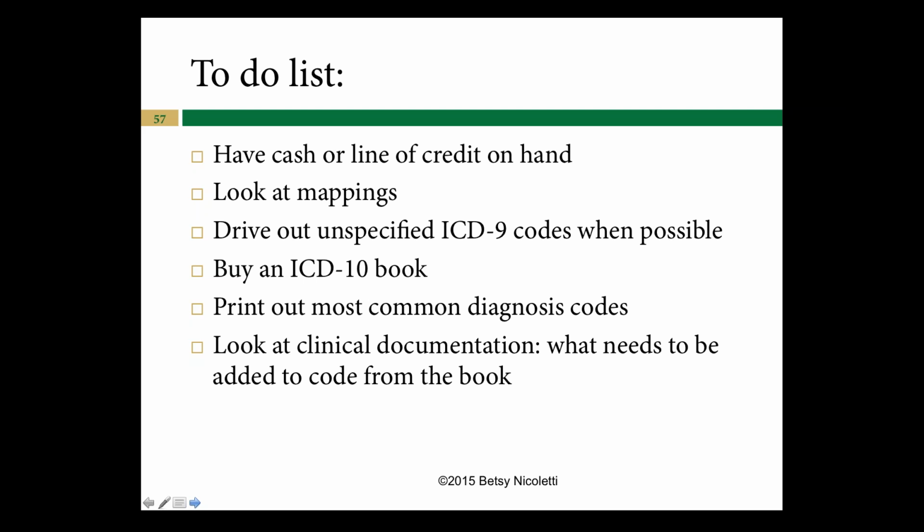So buy a book. And coders, you want to look at the general guidelines in the front of the book, whereas again, we're not going to make our poor clinicians read the general guidelines in the front of the book. We're not that mean, are we? We're going to print out the list of the most common diagnosis codes, and then look at the clinical documentation and identify what else needed to be there in order for us to be able to code most specifically. Okay, so Holly, I think I'm ready for questions.